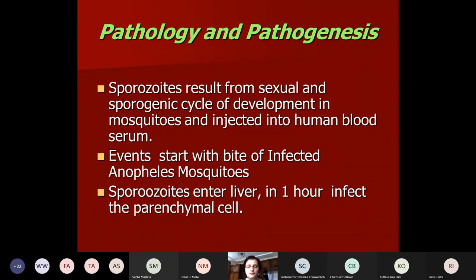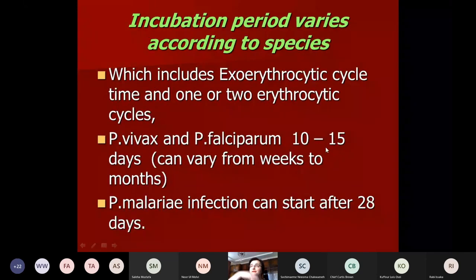Events start with the bite of an infected Anopheles mosquito. Sporozoites enter the liver within 1 hour and infect the parenchymal cells, and again start a new full cycle of development. The incubation period varies according to species, and includes the exoerythrocytic cycle time and 1 or 2 erythrocytic cycles.